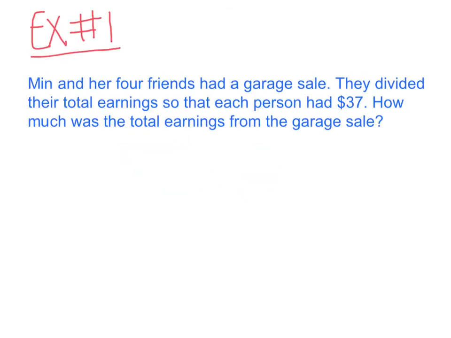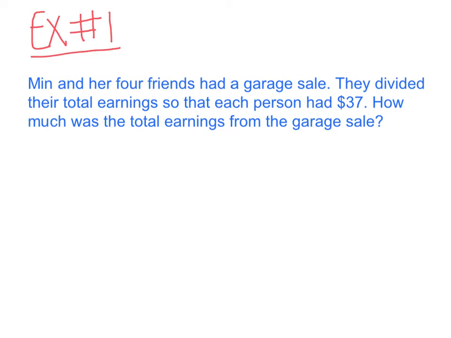Alright, example number 1. And we're going to draw a picture, write an equation, and solve just like we did before. And our pictures are going to look very similar to how they did before also. So Min and her 4 friends had a garage sale. So we know that there are 5 people altogether because there's Min and her 4 friends. They divided their total earnings, so each person had $37. How much was the total earnings from the garage sale?